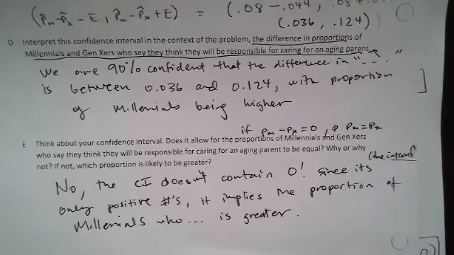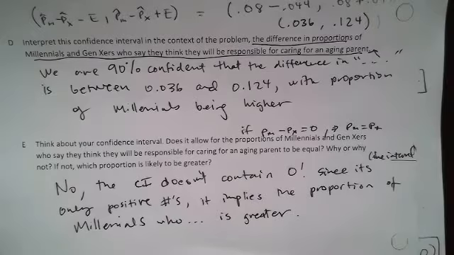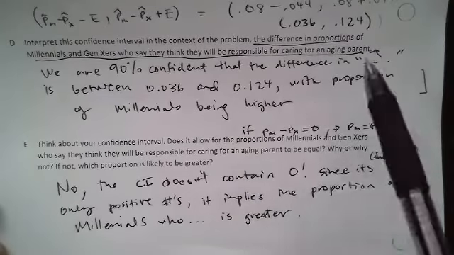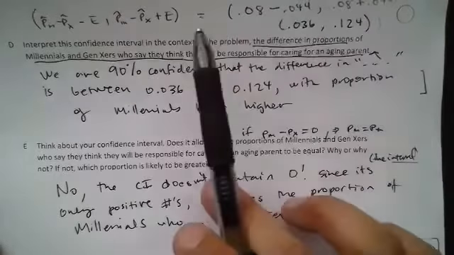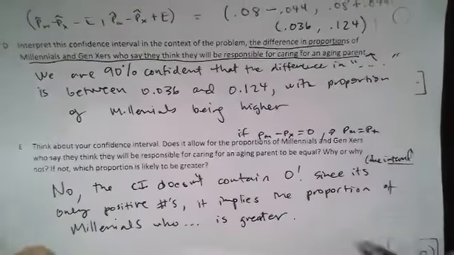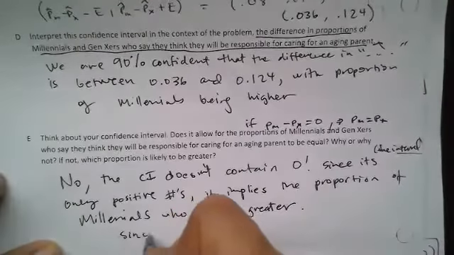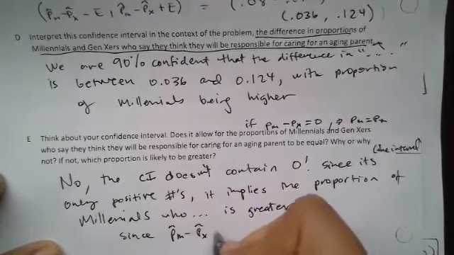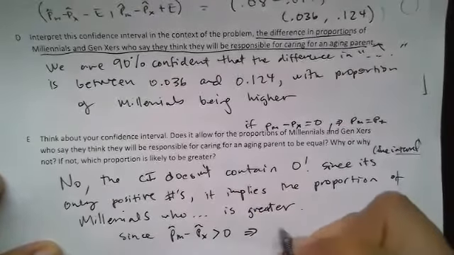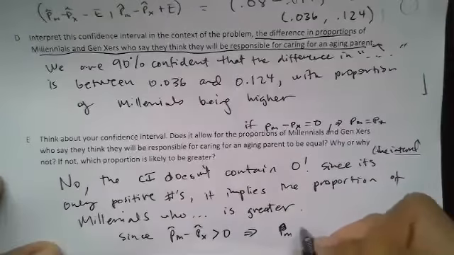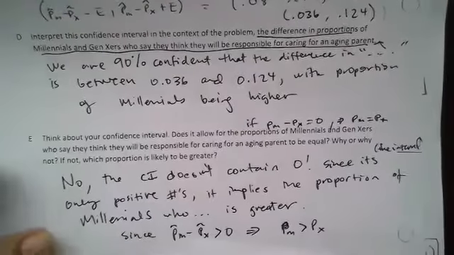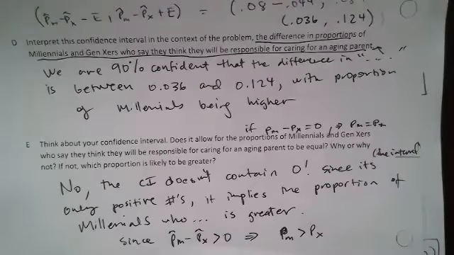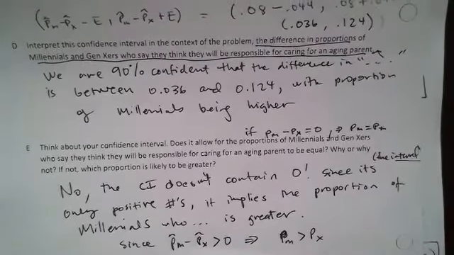How did we get to the point that the millennials is higher? Oh, because the difference is positive. Okay, so since the intervals are PM minus PX, it's positive. Okay. So since P hat M minus P hat X is greater than 0, this implies that PM is greater than PX. Can you move it a little off because I can see that. Since P hat M minus P hat X is greater than 0.